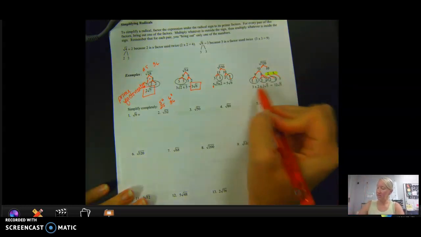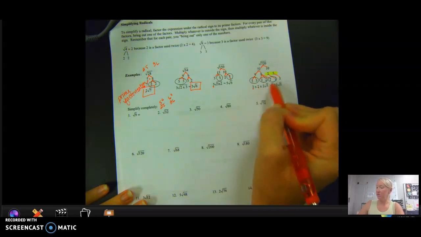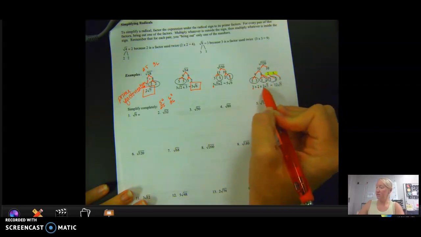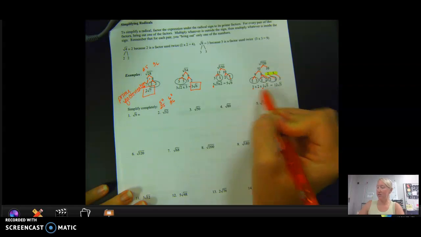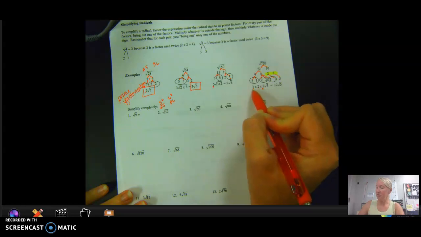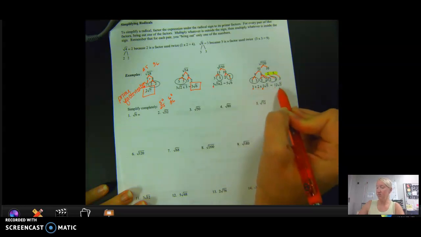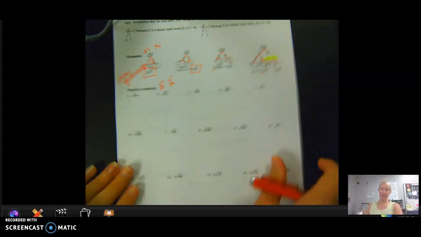I have a pair of 3s, so 3 comes out because 3 times 3 is 9, square root of 9 is 3. I have a pair of 2s, so 2 comes out, 2 times 2 is 4, so we have another 4. And then I have another pair of 2s, so that's this 2. I have 5 left over, it doesn't have a buddy, so it stays in the radical. But now I need to multiply these. So I have 3 times 2 times 2. That would be 6 times 2 is 12. 12 square roots of 5. Okay? So let's try some of these.